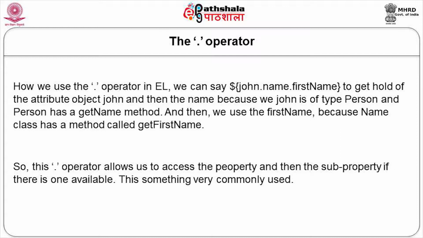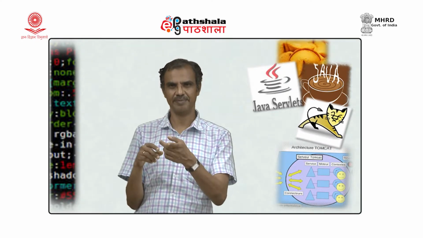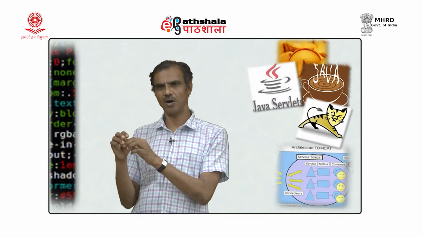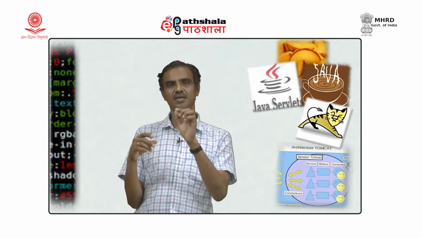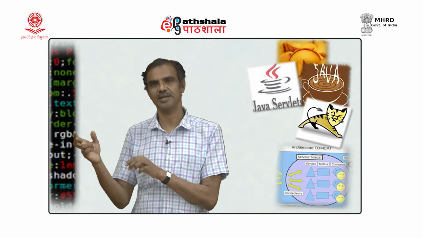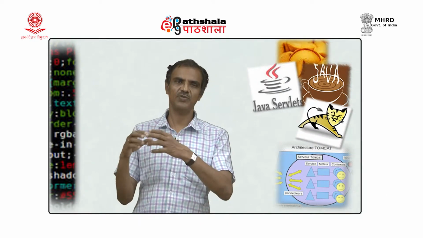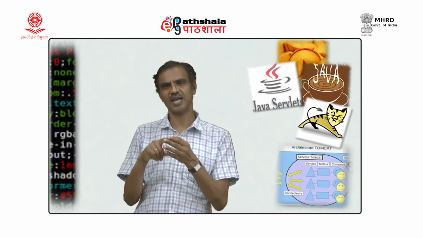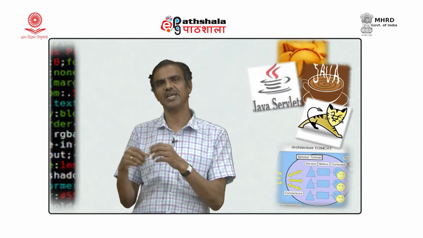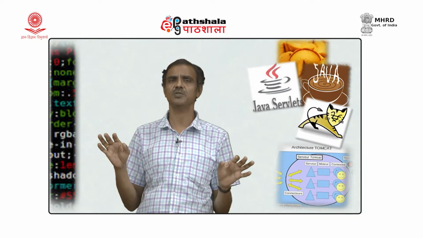So, dollar braces John dot name, because person has a method called getName. Therefore, you can just say name, which in turn has the method getFirstName. So, we can say John dot name dot firstName. That is how you can get hold of the first name of John, fine. So, this is like trying to access properties, and within a property if there is a sub property, even that can be accessed by using this dot operator, fine. So, this is something very commonly used, fine.